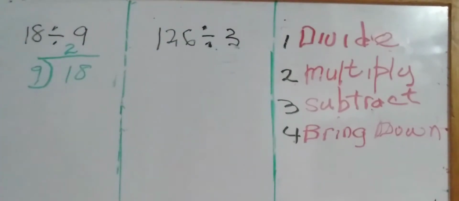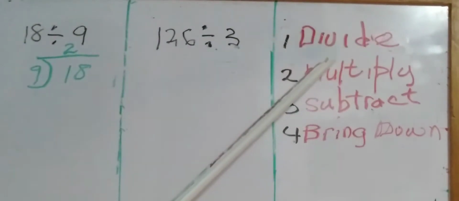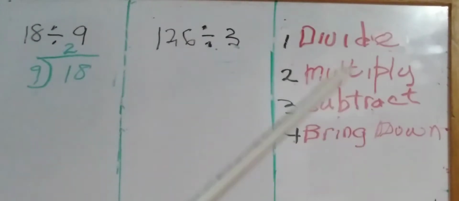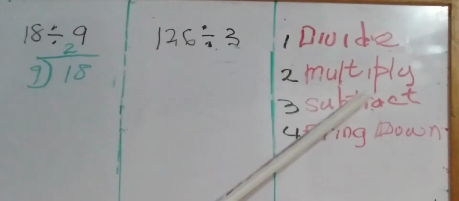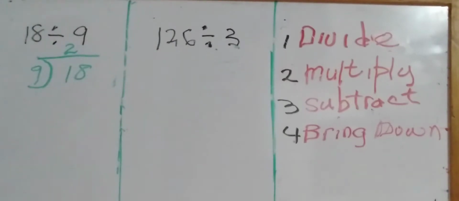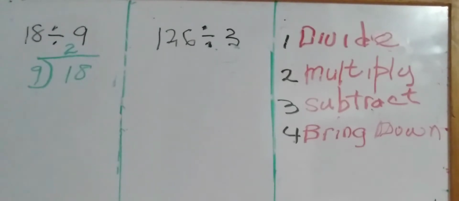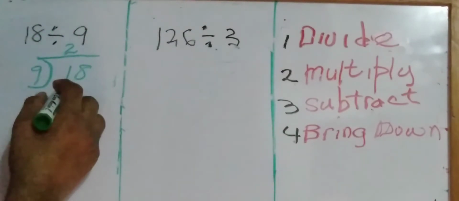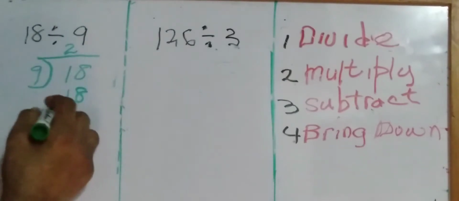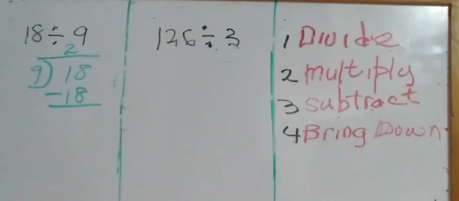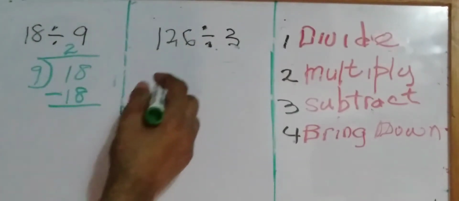our multiplication tables. The next step is to multiply. If you notice, we have some steps over here. Divide, multiply, subtract, and bring down. So the first thing we do is divide. So 9 into 18 goes 2 times. Next step is to multiply. So 9 twos give you 18. And the next step is to subtract. So 18 from 18 leaves nothing. So that's it. Now we don't have anything to bring down, so we don't do the fourth step because there's nothing to bring down. So let us go on to the next one.